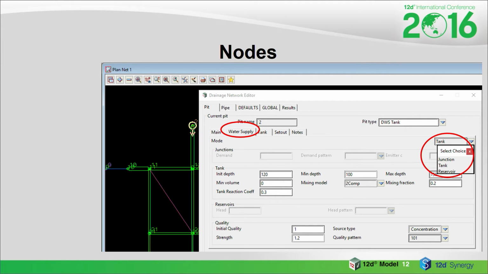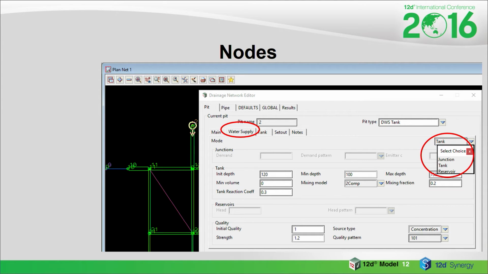Okay, so junctions. Your node can be either a junction, a tank or a reservoir. So junctions are points in the network where water enters or leaves the network. It's just a point in space. A junction can have a demand or a demand pattern, so that's a constant flow from the network, or it could be a source of input if the demand was negative.